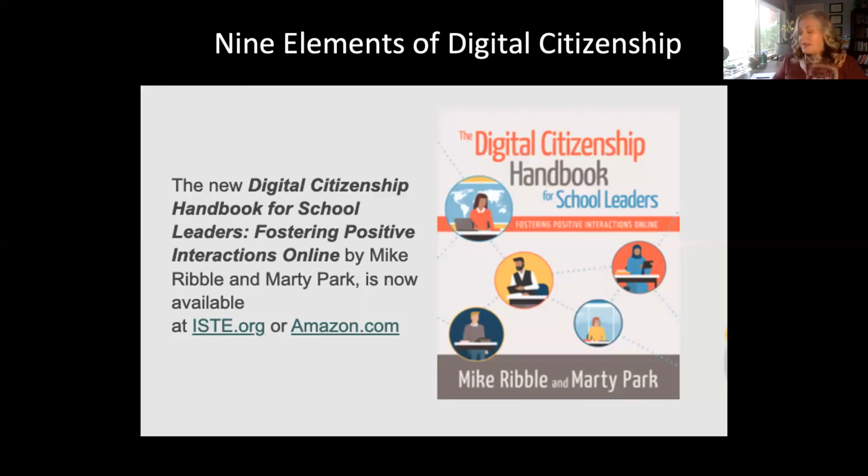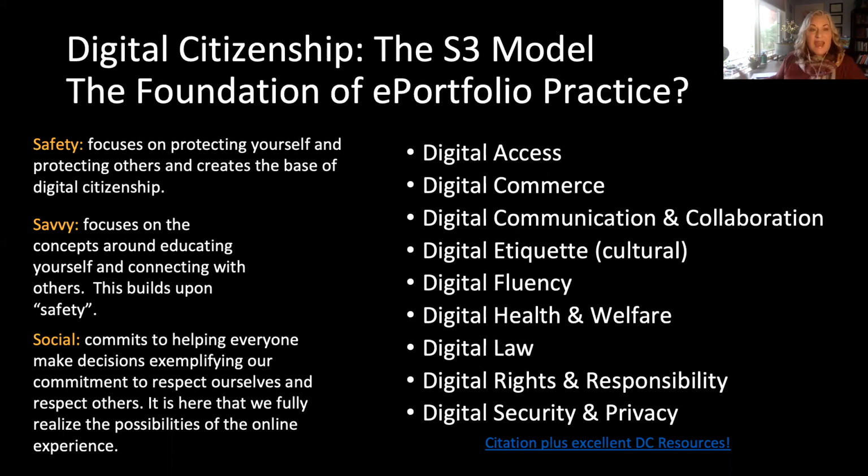And I highly recommend it, but I wanted to show it to you because we're going to take a look now at some of the components. So in the book, they say that there are 9 tenets for digital citizenship. Those are along the right-hand side of the slides here. Those 9 tenets fit into 3 components of the S3 model. The S3 model means safety, savvy, and social.